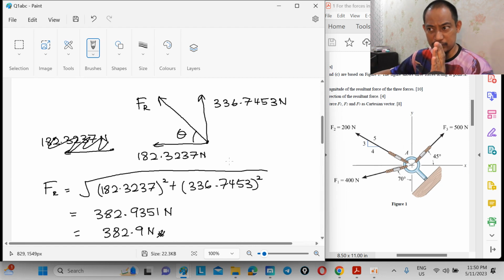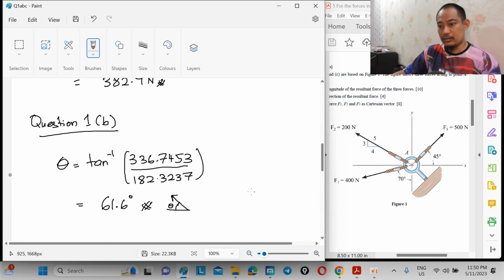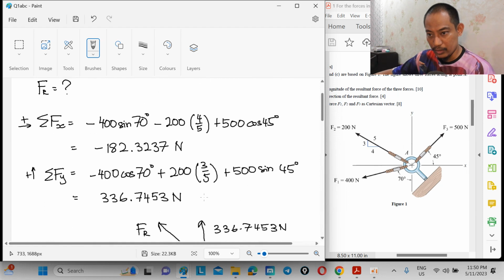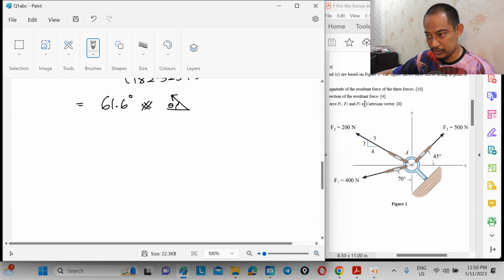In this case it's clear, but if you just want to add, it's just like that. That is theta in that quadrant. Alright, and what do you need for part C? Each one as a Cartesian vector.